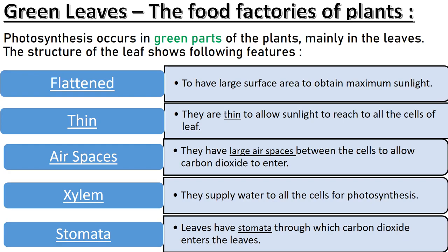Number 3. They have large air spaces between the cells to allow carbon dioxide to enter. Number 4. Leaves have a network of xylem vessels that run through their veins. They supply water to all the cells for photosynthesis. Last, and the fifth point, leaves have stomata through which carbon dioxide enters the leaves.